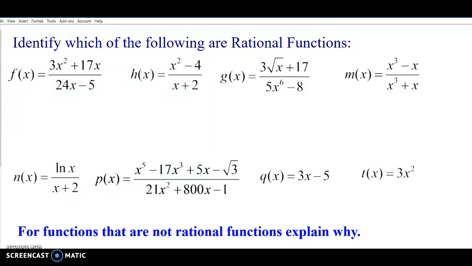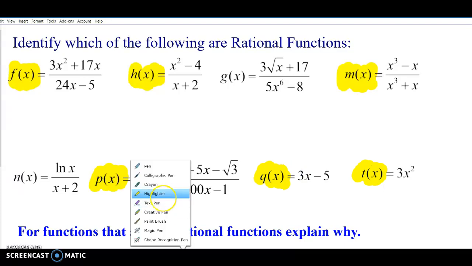Okay, so let's see if you're right. f of x is a rational function, that's a polynomial over a polynomial. h of x, same thing here, a poly over a poly. Not g of x, we'll come back to why. m of x is a polynomial over a polynomial. n of x is not, we'll come back to why. p of x is, q of x is also, and t of x is as well.